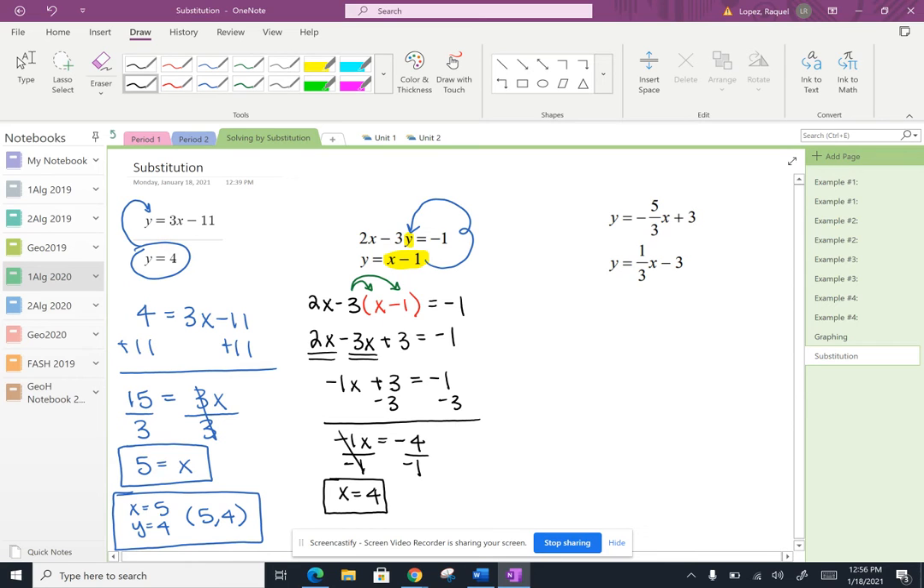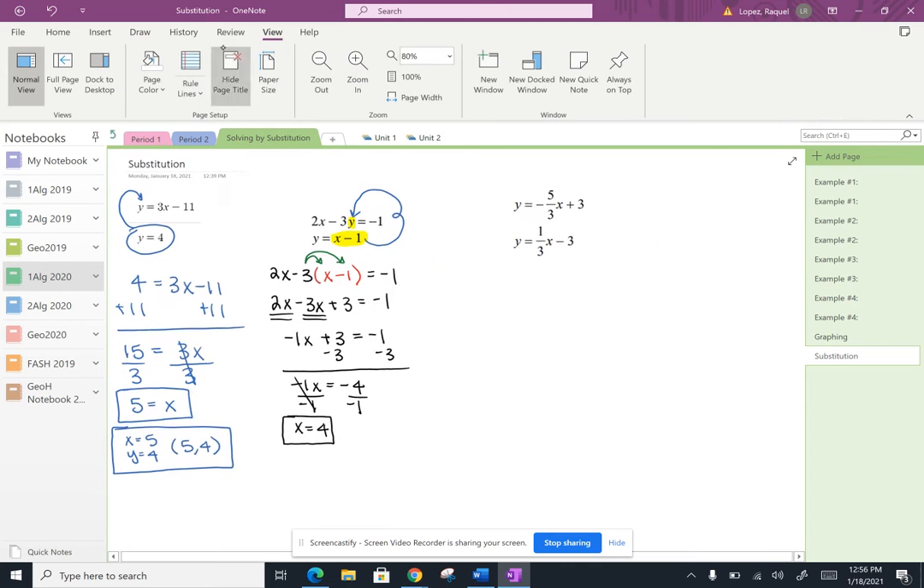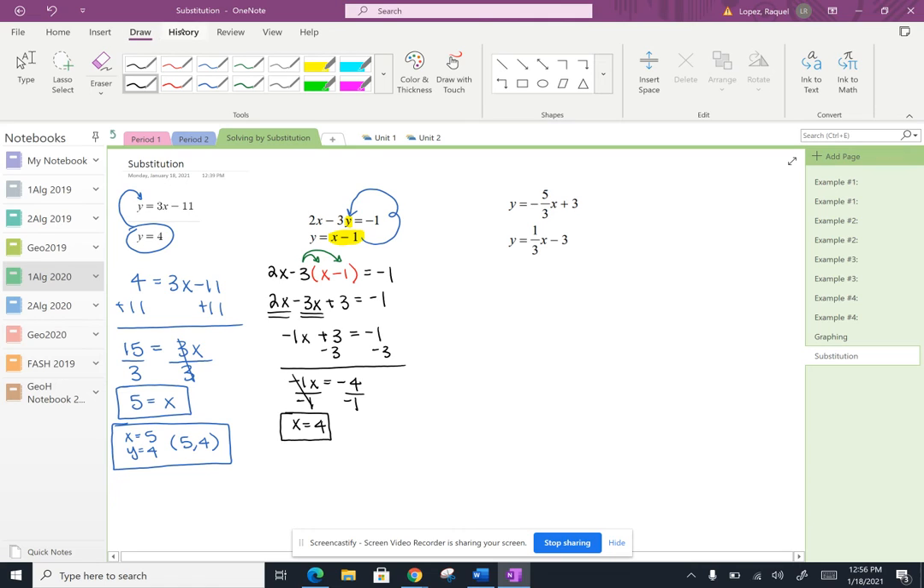Okay, now that we know one of our variables, we have to find our y, because remember, we're not done yet. We need an x and a y. It doesn't matter which equation you plug the x into, but it's going to be really convenient to substitute it into that second equation because it already has y in y equals form. So I'm going to write 4 in for x, and 4 minus 1 is 3. That means y equals 3. So our solution is x equals 4, y equals 3. And if we're writing it as an ordered pair, that would be (4, 3).